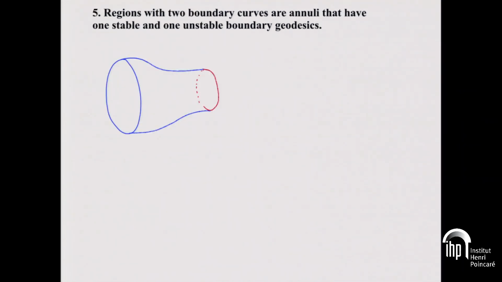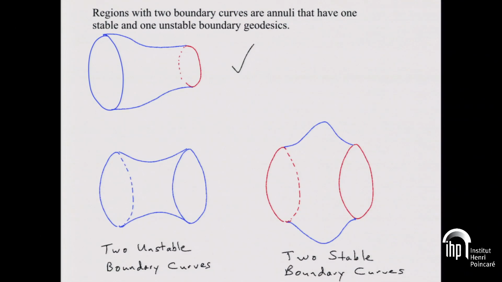What about a region with 2 boundary components? I claim it has to look like this. It has to have one unstable and one stable boundary. Question? Counterexample? So the argument is, supposing we had something with 2 boundary components that was not of this type. Maybe it has 2 stable or 2 unstable boundary components.